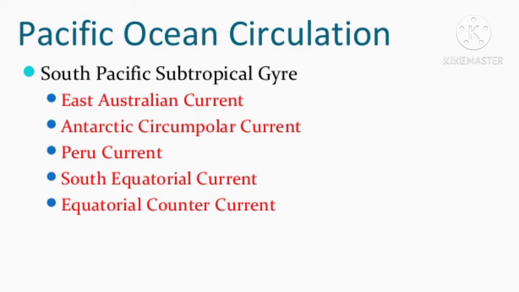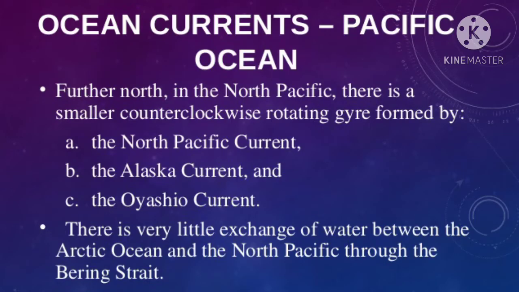Another one is the New South Wales Current. It is also called the East Australian Current. It is a warm current. It flows south along the east coast of Australia. Another one is the Antarctic Drift. It is a cold current. It flows round the globe from west to east near the Antarctic Ocean.